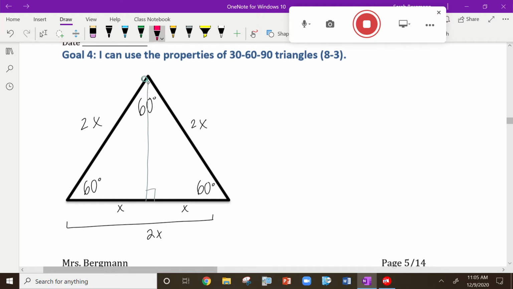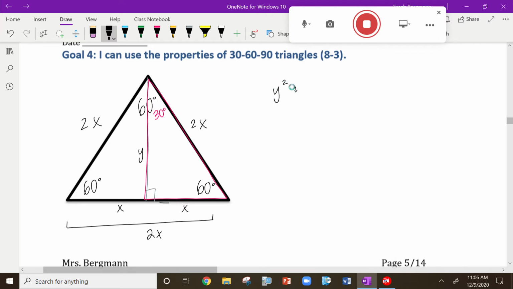Now, looking at this triangle that I created here, you'll notice I've created two 30, 60, 90 triangles. One on the left, one on the right. Now, I know this bottom side, the side across from the 30-degree angle, is x. I see that the hypotenuse is 2x. Now, I want to find what is the length of the side across from the 60-degree angle in terms of x. So what I will do is use Pythagorean theorem.